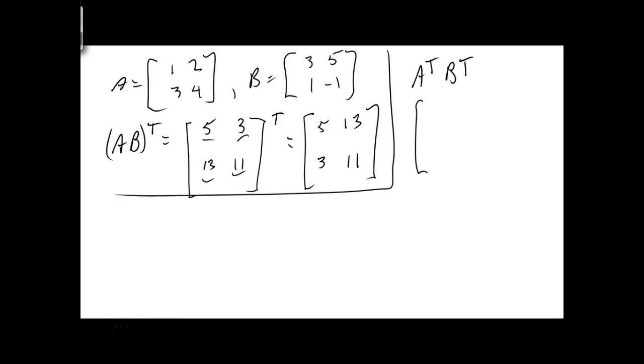So it would be 1 and 2 going down, yeah, 1, 2, and 3, 4 going down. Times, and what's B transpose? 3, 1 going across. 5, negative 1 going across. Very good. Okay, let's multiply those two together.